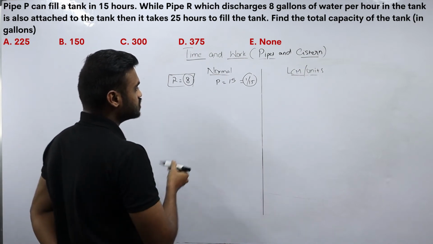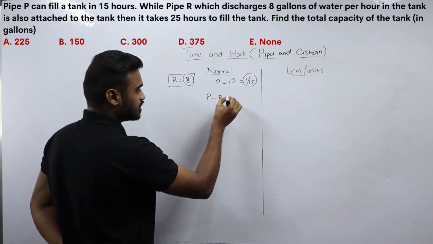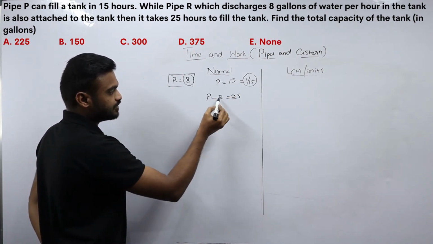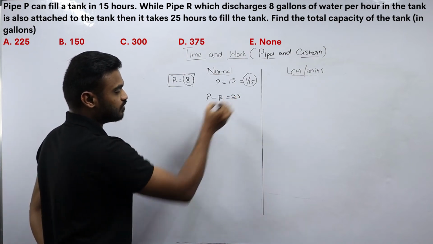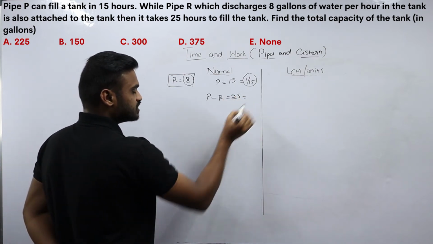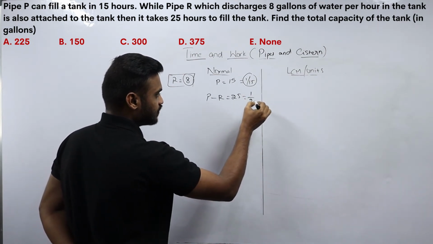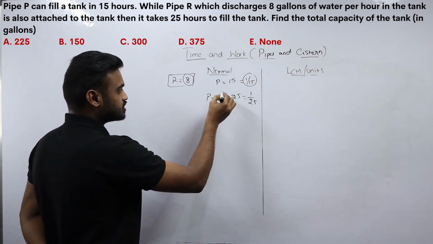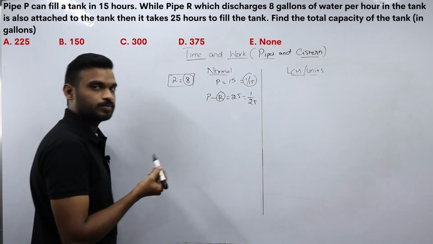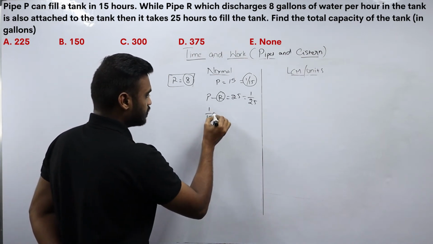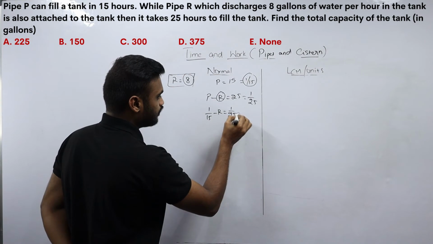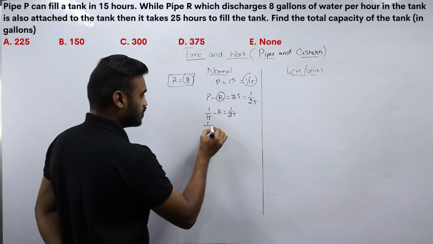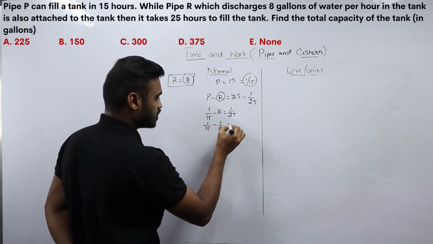In addition to these values, they have given that P minus R takes 25 hours to fill the tank. Since R is discharging the water, I am giving a negative sign to R. So they both take 25 hours to fill the tank, so the 1 hour work is 1 by 25. Now if I substitute P's value in P minus R, I will find R's efficiency. So 1 by 15 minus R equals 1 by 25. If I send 1 by 25 to the left hand side and R to the right hand side, I get 1 by 15 minus 1 by 25 equals R.